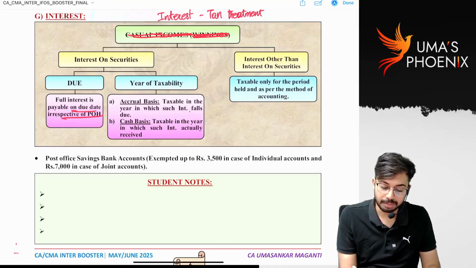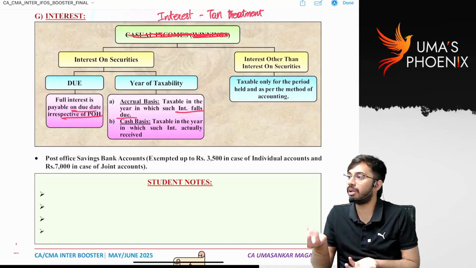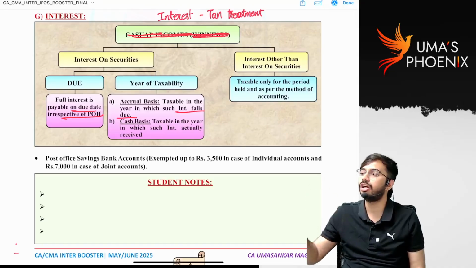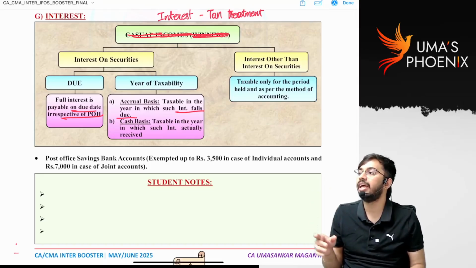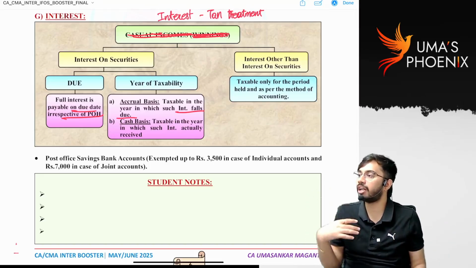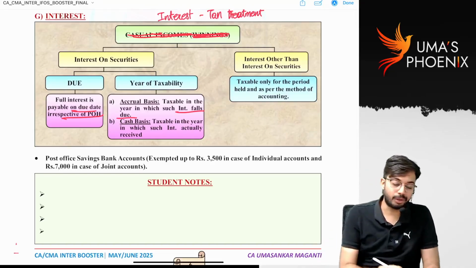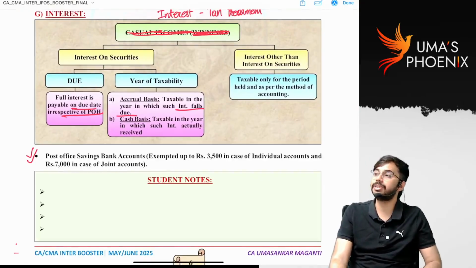Accrual basis, taxable in the year in which such interest falls due. If an SSE is following accrual basis of accounting, on the due date, whether he gets interest or not, that interest is taxable to him. If he is following cash basis, irrespective of due date, when he got interest, then only it is taxable. Is it clear?